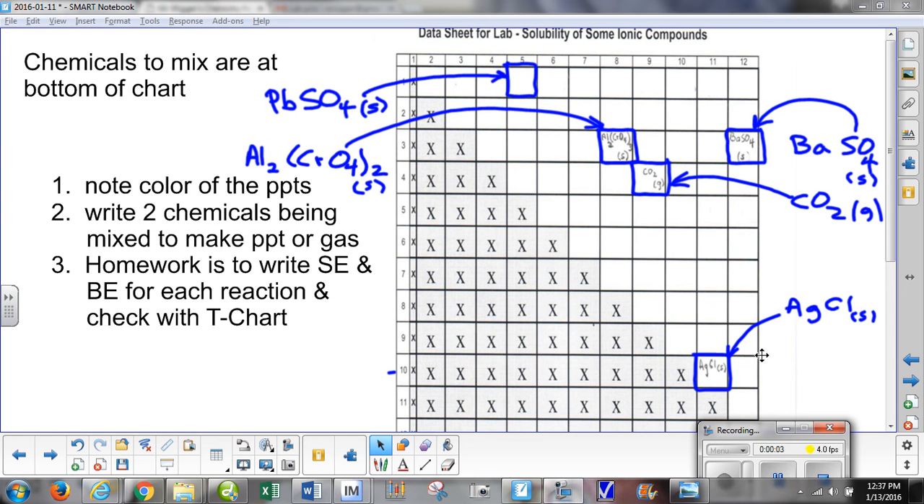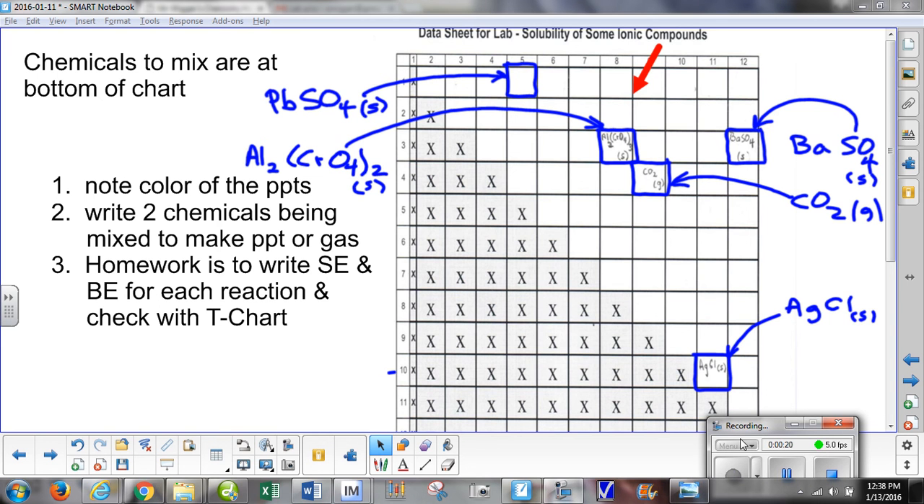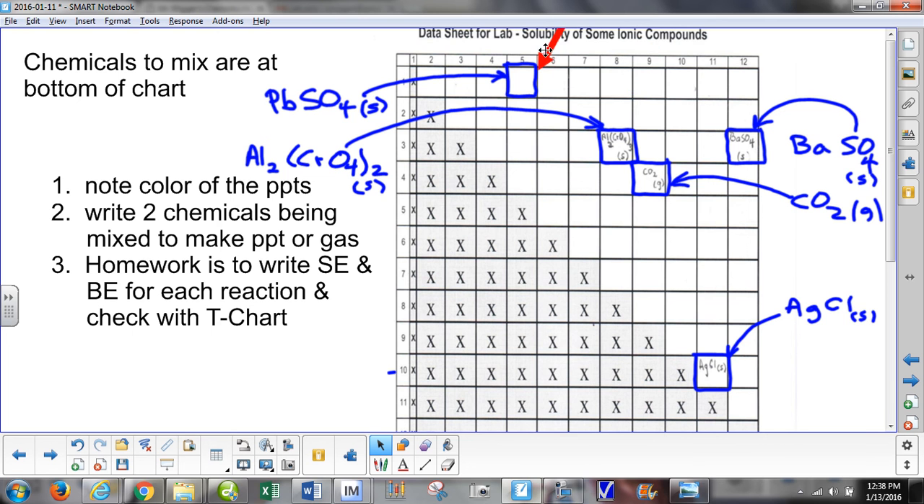This is a video to help you complete your lab properly. What I'm doing right now is showing you what I wanted you to put on your data sheet. The data sheet would have a box, or here at least, it has a box. Where I drew the boxes are the places that indicate the products of the reactions you would be doing.